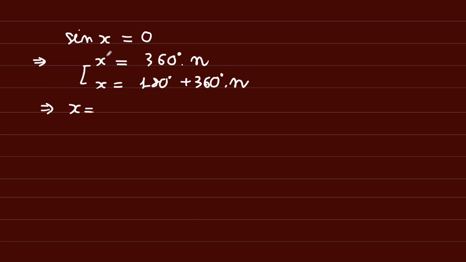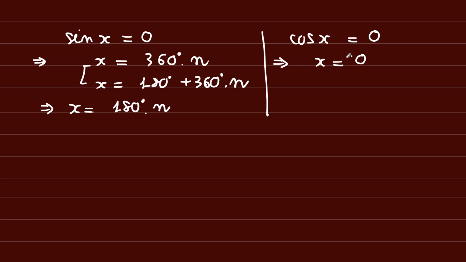We can combine these two equations into only one general solution, that is 180 degrees multiply n. And how about the next one? You get cos h equal to 0. This is another special value for cos, and h will be 90 degrees plus 180 degrees multiply n. Yeah, that is the two general solutions for this question.